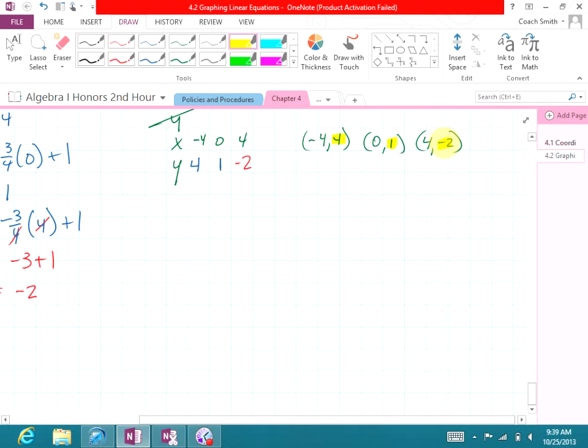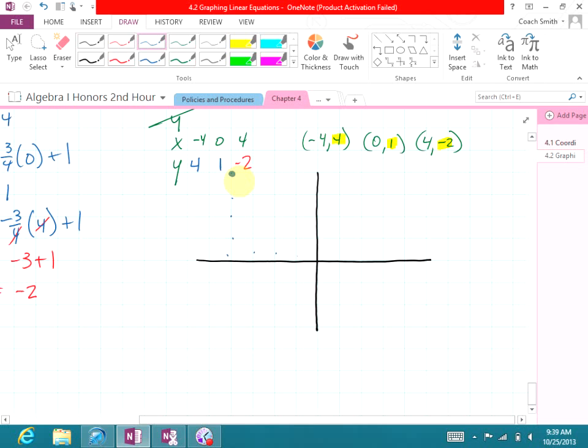Okay, 4, 1, and negative 2. So I'm going to start here, 4, and there's going to be a 1, there's going to be a negative 2. So in this case, I need to go ahead and draw both sides of it. Okay, and so now I have negative 4, so 1, 2, 3, 4, and positive 4, so that's 1, 2, 3, 4. So it's right there.